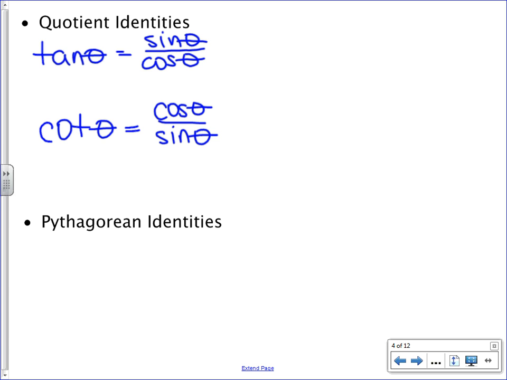Okay, so really, you've kind of known these two as well, all right? But you've thought of tangent as y divided by x on the unit circle. But we know what y and x stand for, so we can write them like this. These two you have to know off the top of your head.